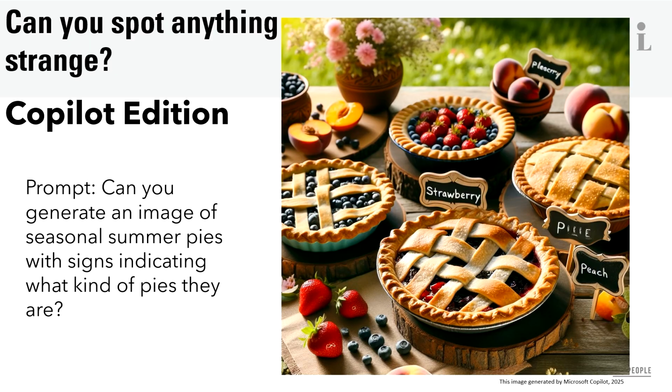All right, now we've given it a moment, let's see what we can find wrong with this, aside from some really terrible lattice work on the top of these pies. Well, it's clear that Copilot does not do a good job adding text into an image. You see a pie with 3 eyes, a peach sign next to a peach, not even a pie, and in the back there's a sign on a bowl, which is just a nonsense word.